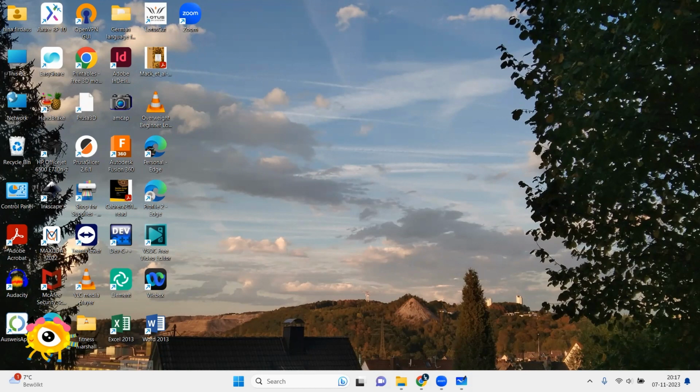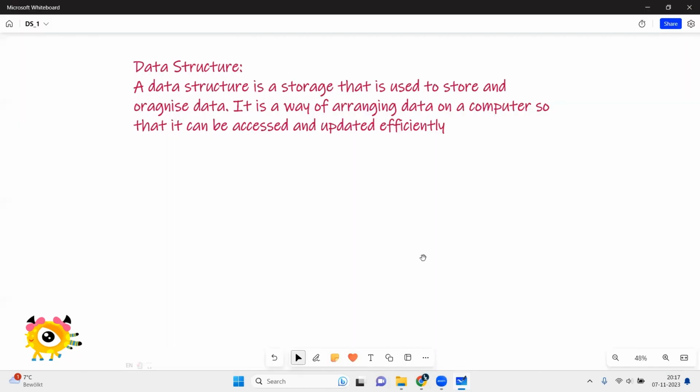So, if you remember, what we learned last time was just the basic idea about data structures. So today, let's take a minute or two to find out what we have learned last time. It's about what a data structure is really about, right? A data structure is a storage that is used to store and organize the data. As simple as that. It is a way of how we are arranging the data on a computer so it can be accessed and updated efficiently. So just remember these two words, accessed and efficiently. Why am I emphasizing it?